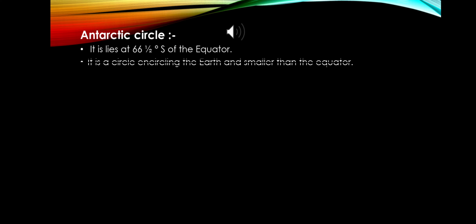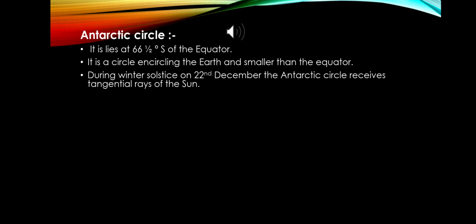Next is the Antarctic Circle. It lies at 66.5 degrees south of the equator. It is a circle that encircles the earth and is smaller than the equator. During the winter solstice on 22nd December, the Antarctic Circle receives the tangential rays of the sun and has daylight throughout the 24-hour day. The Antarctic Circle gets sunlight on this day.